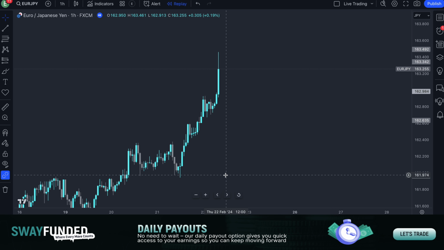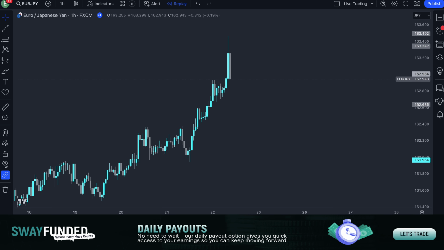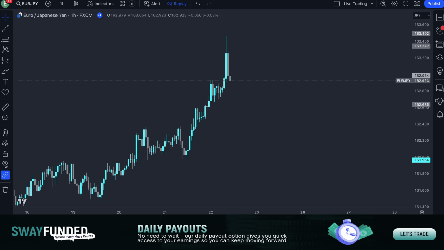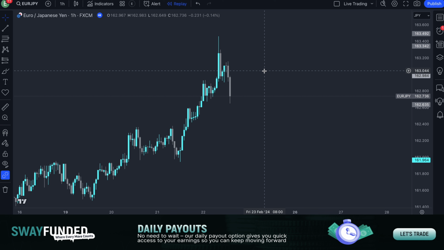Alrighty, we're pushing up. We have a little bit of a wick at the top of the candle, which is showing a bit of resistance. Alright, we have a strong push down, but we are technically still trending up. And now we have broken the low.